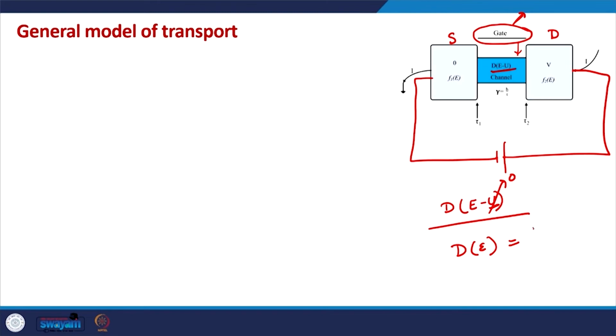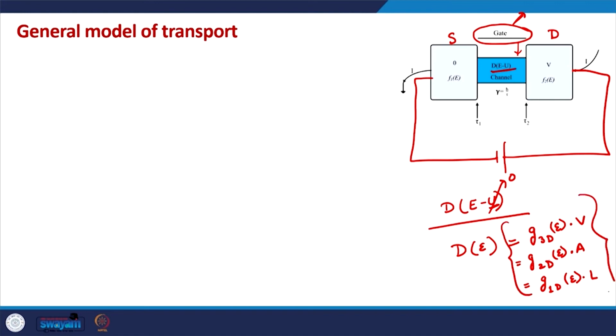So, for a 3D material, this would be the density of states in a 3D channel times the volume. For a 2D material, this would be the 2D density of states times area, and for a 1D system, this would be the 1D density of states times the length of the conductor. So, generally this is how this dE is defined in the system. Okay.